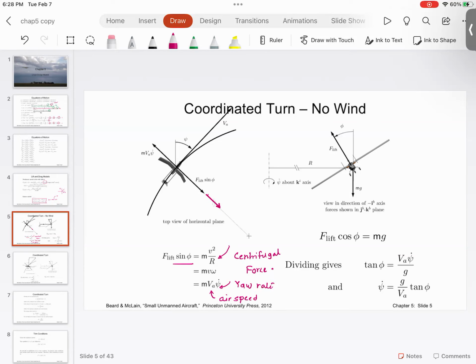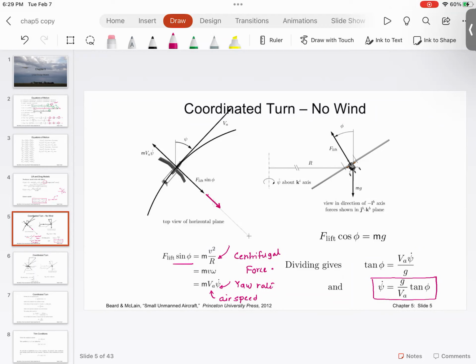And then if you want to look at the component of lift which is in the plane of gravity, around kb, you have F lift cosine phi, that is equal to mg. And then you perform a simplification wherein you get F lift from the left hand side, substitute that over here, and you get this equation, which is given as psi dot is equal to g divided by va tan phi.